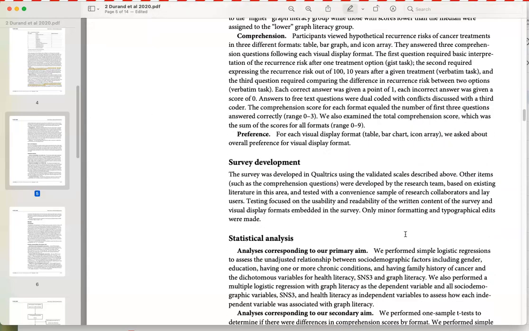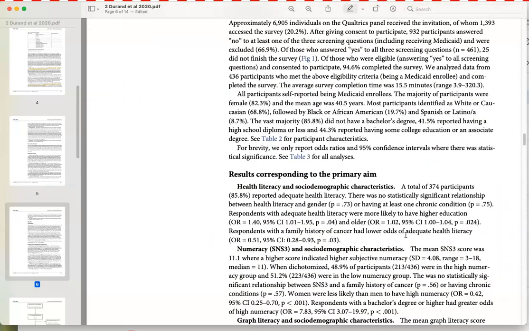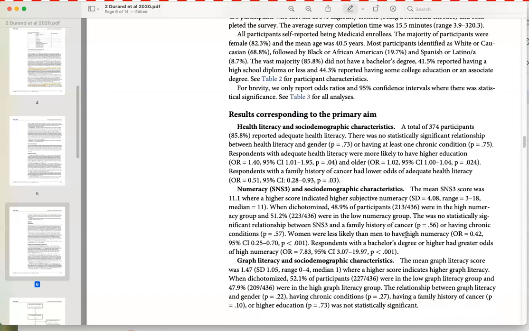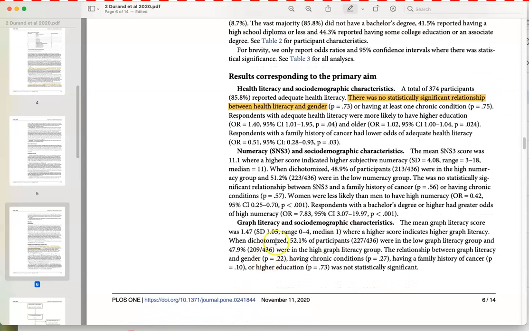Moreover, I'm going to go down to right about here, and this is what's important. Okay, health literacy and sociodemographic characteristics. This is kind of what I want you to pull away from. What was interesting was that there's no statistically significant relationship between health literacy and gender. That's a good thing, because that means male and female both have an equal footing with regards to health literacy, right?